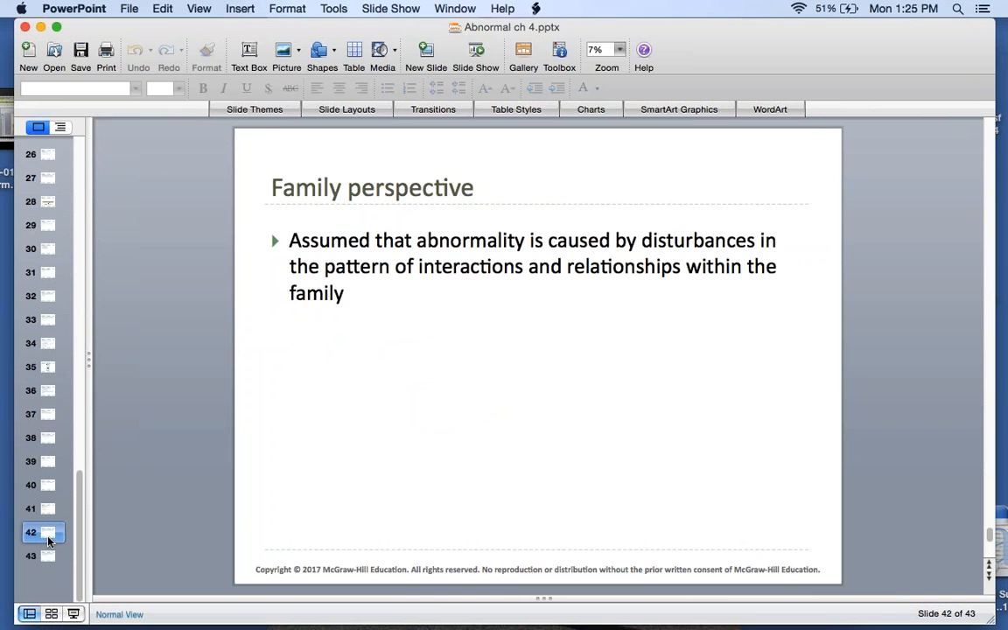Within the family perspective, the idea is that it's assumed that abnormality is caused by disturbances in the pattern of interactions around the family, and the pattern of relationships within the family. So the idea is that there is no one identified patient. There's no one person that is bad or causing the problem, but that the dynamics matter. People might say psychodynamic or family dynamic perspectives, where we're looking at the interactions and the relationships.